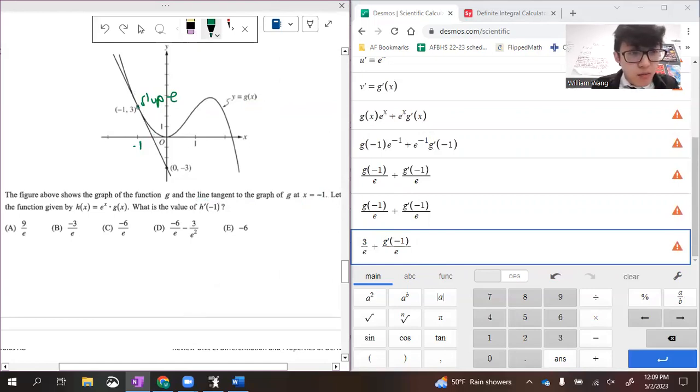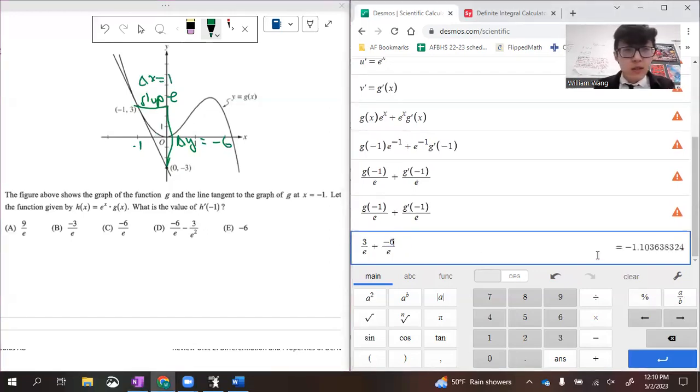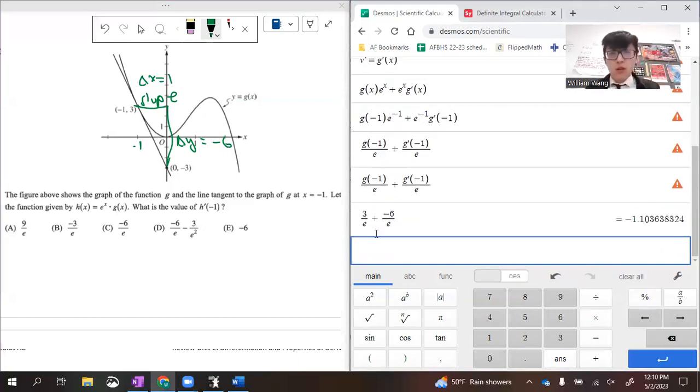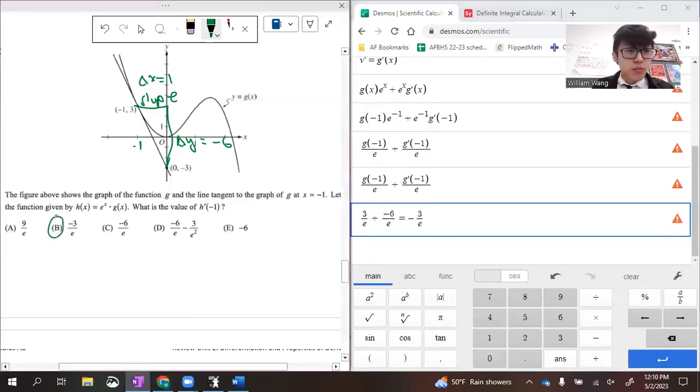And the slope of this line, well, how do I find the slope of this line? I'm just going to use change in y over change in x. My change in y is -6. It goes down 6, right? My change in x is I go from -1 to 0, so change in x is equal to 1. So my slope is -6. So g prime is -6. All right. Well, 3 over e plus -6 over e, that's simply now -3 over e. So my answer choice is going to be B.